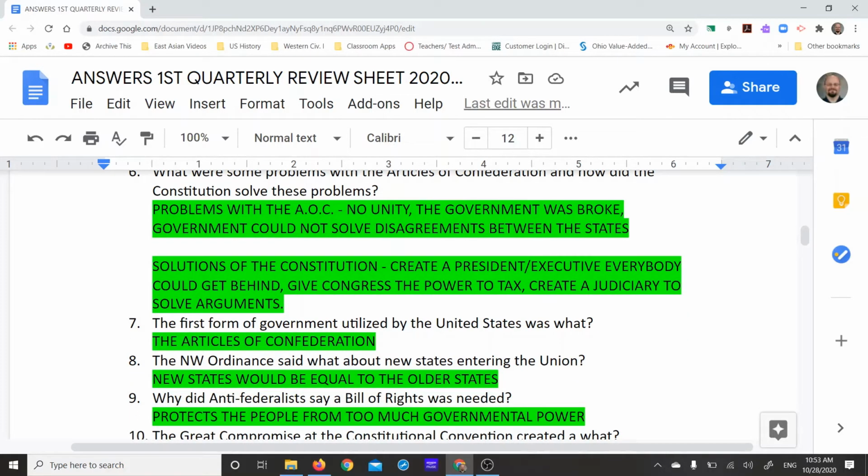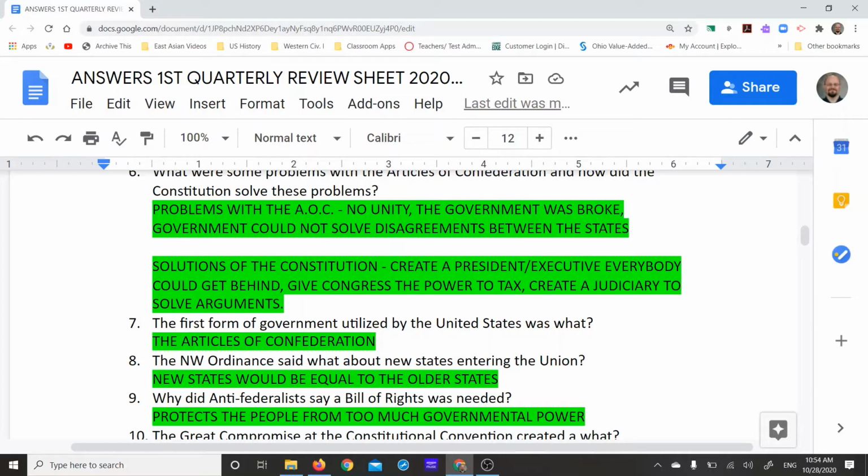Why did the Anti-Federalists say a Bill of Rights was needed? The Anti-Federalists said, well, we'll let the Constitution pass, we'll ratify it if you compromise. And the Federalists said, sure, great, what's the compromise? We need a Bill of Rights. The Federalists said, why do we need a Bill of Rights? Because it protects the people from too much governmental power.